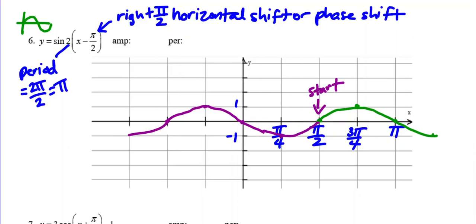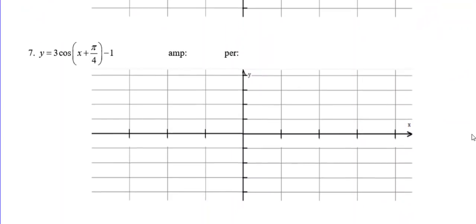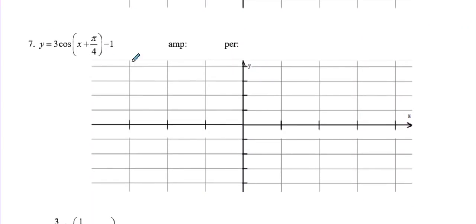Alright, and let's try another one. In this graph, we've got a lot going on, so you may need to draw a box. We have something new here. We have a vertical shift, which moves our graph down 1. Now I believe we did vertical shift last lesson, and I like to do that by just moving the midline to start.